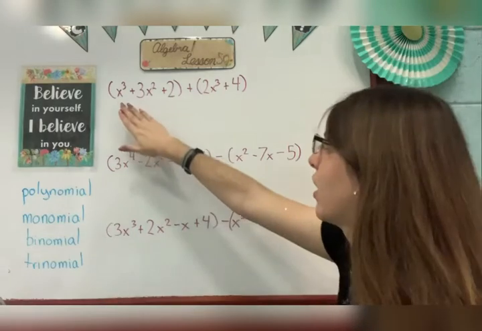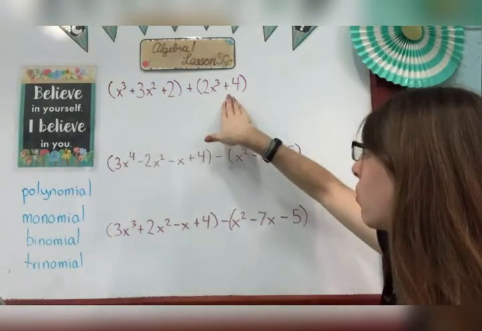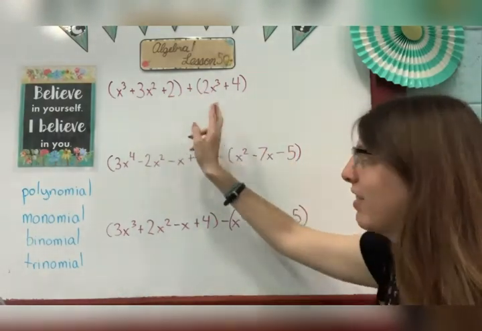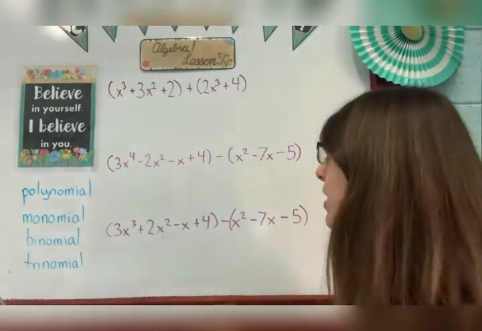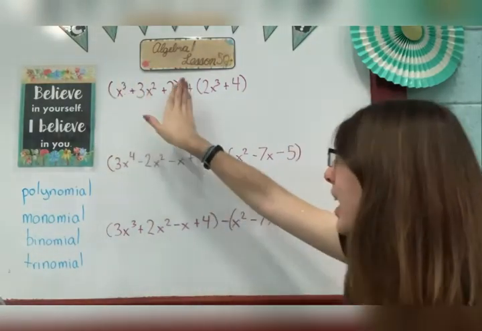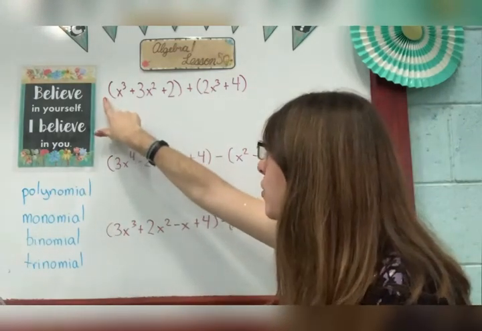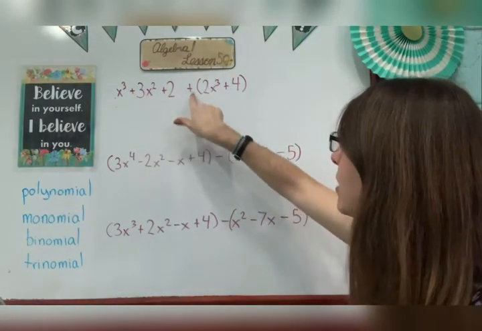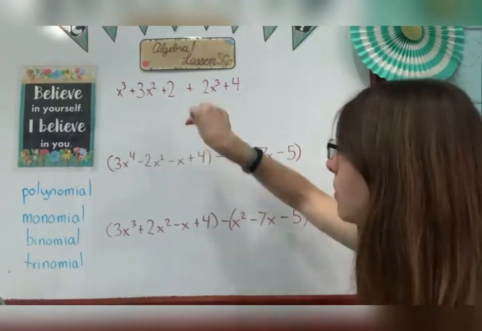So I have here x cubed plus 3x squared plus 2, plus 2x cubed plus 4. This is a trinomial, this is a binomial. If I want to add them, I just add like terms. The only thing we have to pay attention to is dropping the parentheses. When our parentheses are preceded by a positive, I can just get rid of them. There are no negative signs, so I can just drop these parentheses. And now I just combine like terms.